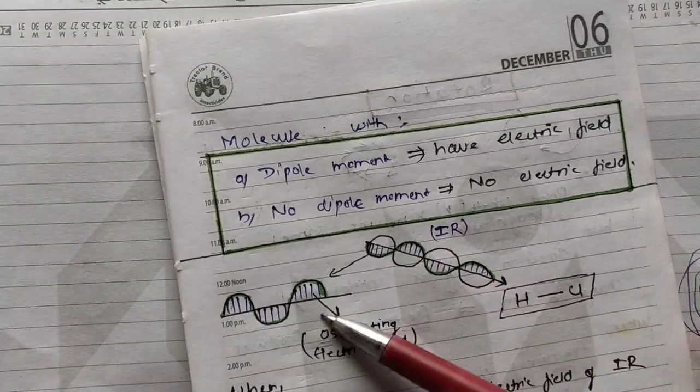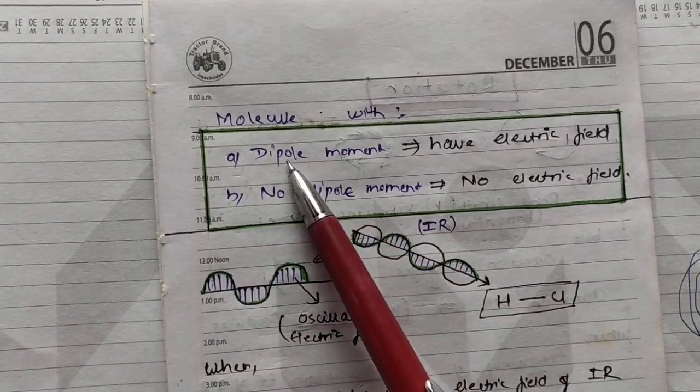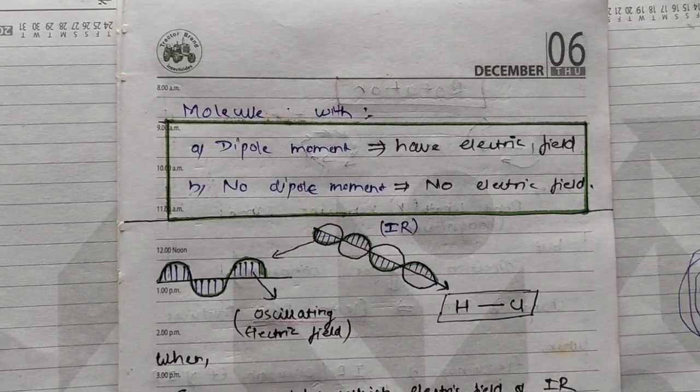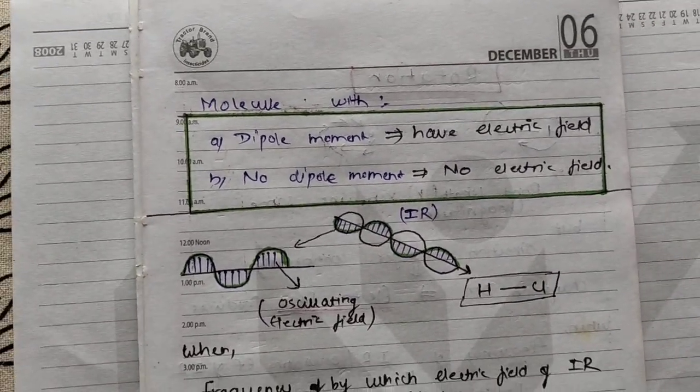So in conclusion, what we have here is that a dipole compound has an electric field, while a non-dipole compound has no electric field, they don't have an electric field.